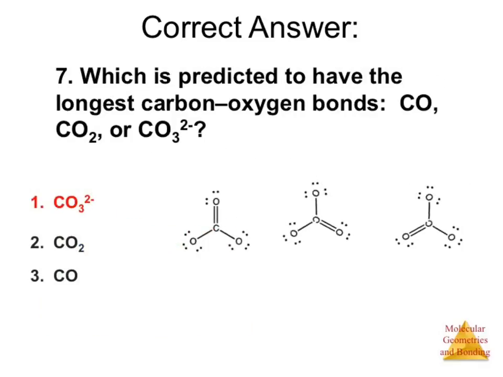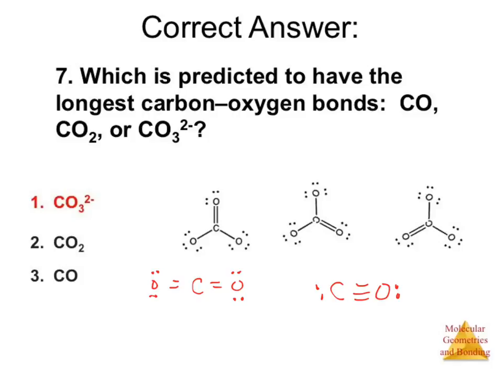Which is predicted to have the longest carbon-oxygen bonds. I real quickly picked a Lewis structure thing that I happen to have handy. I've got the carbonate one drawn up there. If we look at carbon dioxide, our best Lewis structure for carbon dioxide has double bonds. Our best structure for carbon monoxide has a triple bond. Okay, the one that's going to be the longest is the one where, on average, we're closer to single bonds.